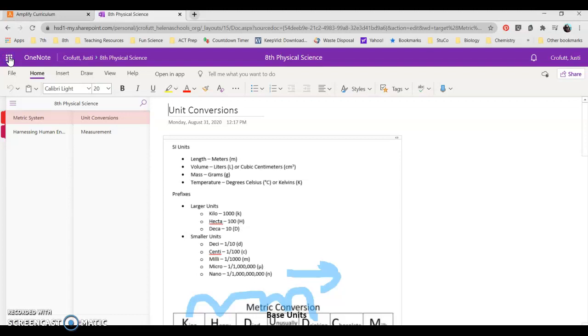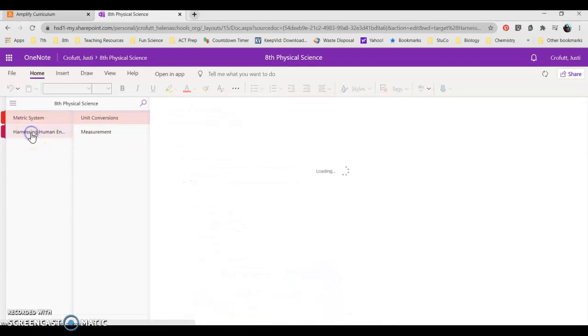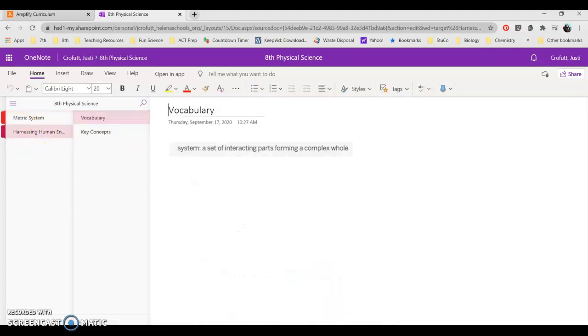Okay, so once you have OneNote open, you can see our first unit that we did was the metric system. So we had set up that section as the metric system, and it had 2 pages. For all of our Amplify units, we're going to be adding new sections. So this first unit is called Harnessing Human Energy, and you will need 2 pages for all of these Amplify units. You'll need vocabulary and key concepts.